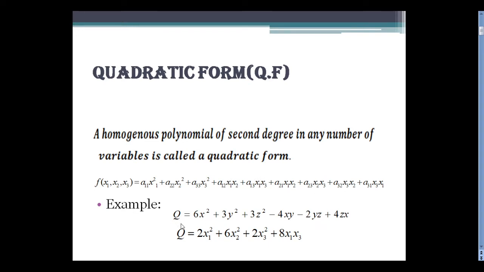For example, q is equal to 6x square plus 3y square plus 3z square minus 4xy minus 2yz plus 4zx. Instead of x1, x2, x3 variables, here x, y, z are given. And another example, 2x1 square plus 6x2 square plus 2x3 square plus 8x1 x3. So here the variables are x1, x2 and x3.